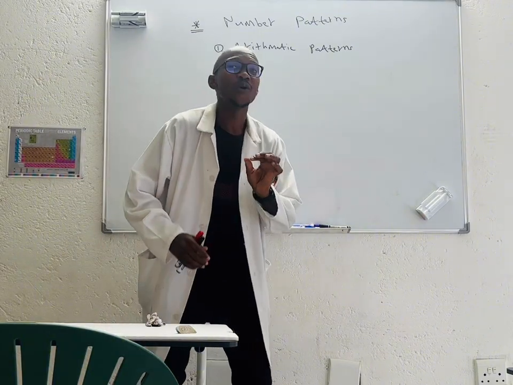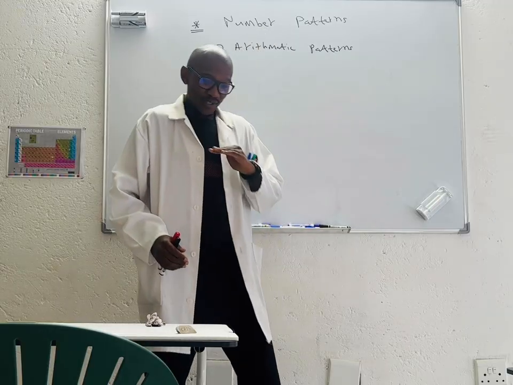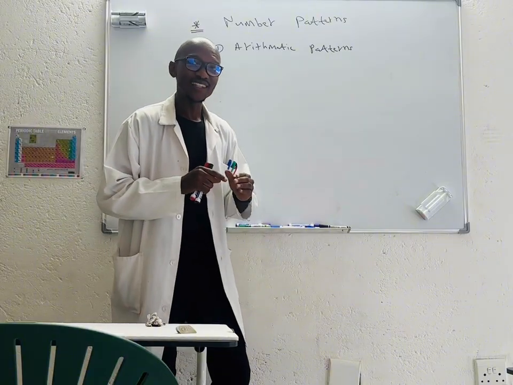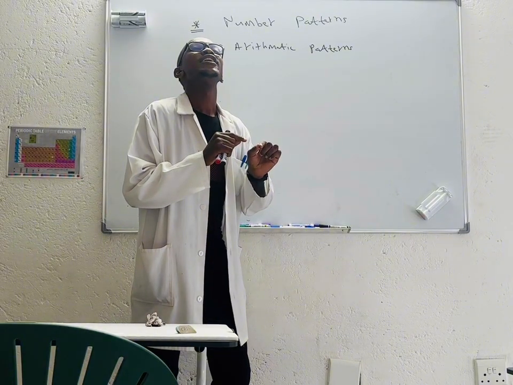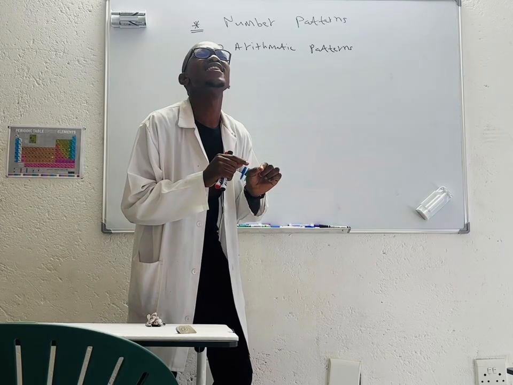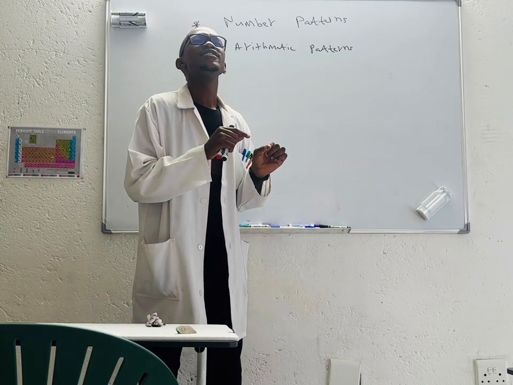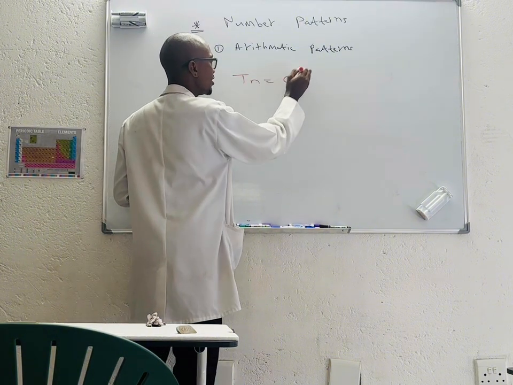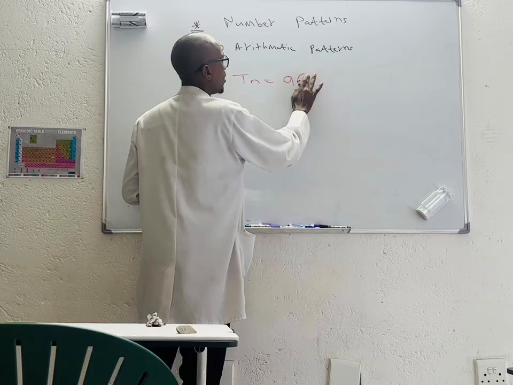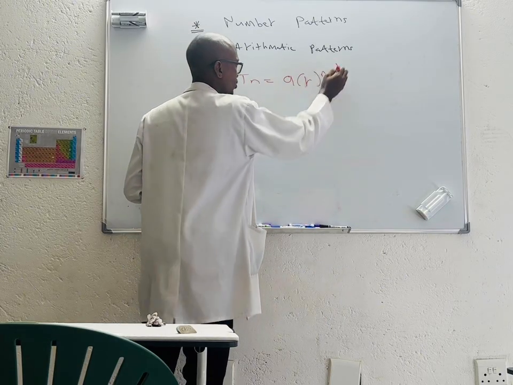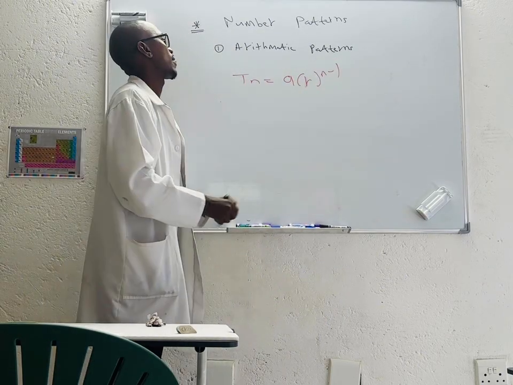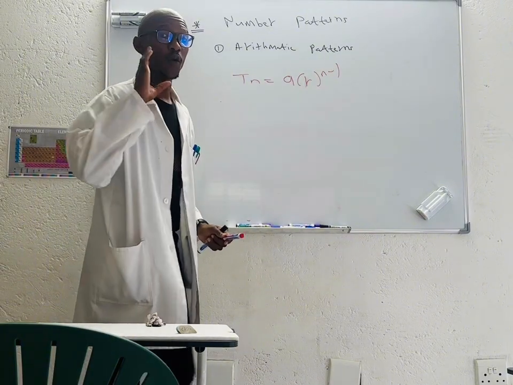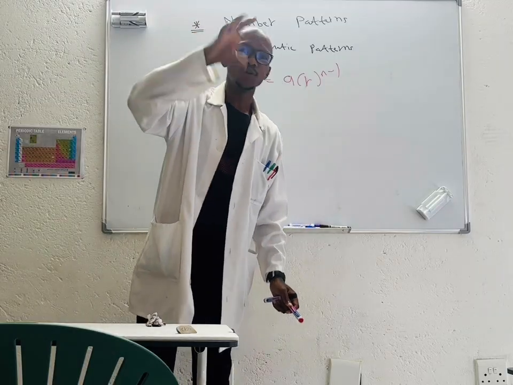Only common ratio, common ratio, only common ratio, formula Tn equals to A times N. Okay, here's the formula. Tn equals to A into R to the power n minus 1. Yes, this is the formula. Tn equals to A into R to the power n minus 1. That's the formula of your geometric sequence, right?